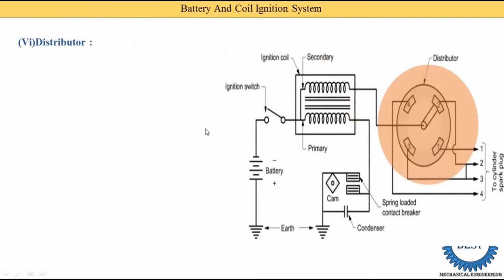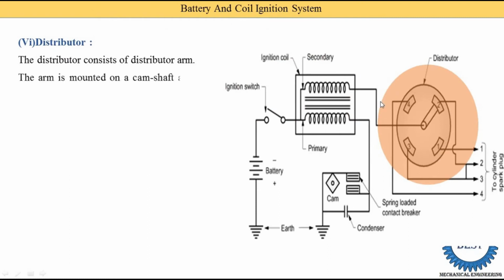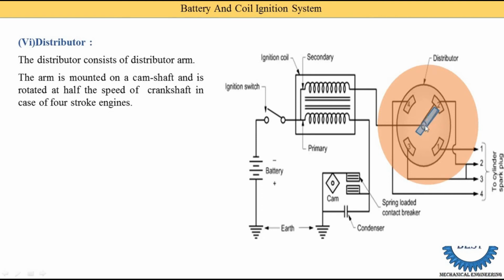Next is the distributor. Here you see the distributor. The distributor consists of a distributor arm. This part is known as the distributor arm. The arm is mounted on the camshaft, so it is connected with the camshaft and is rotated at half the speed of the crankshaft in the case of a 4-stroke engine.